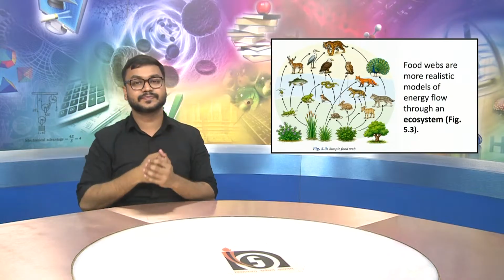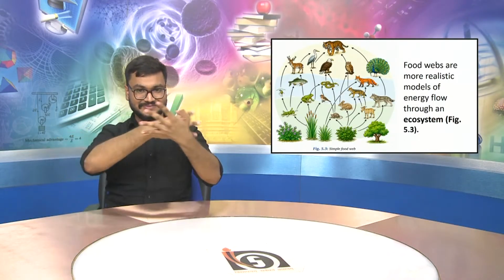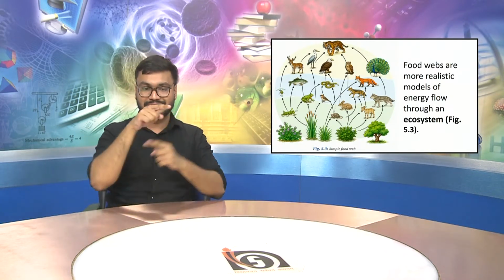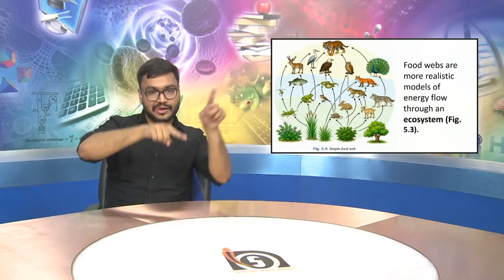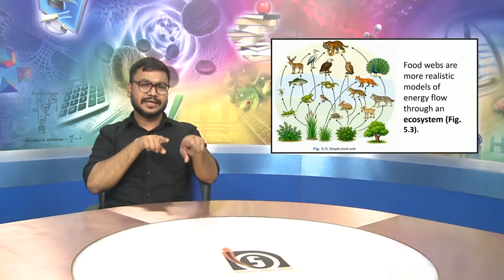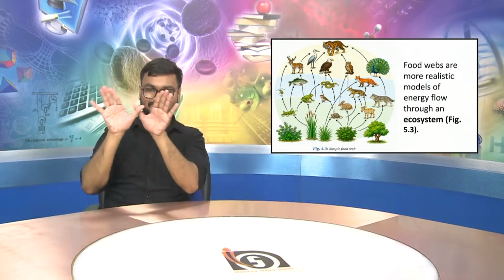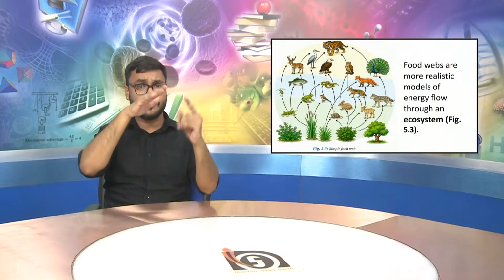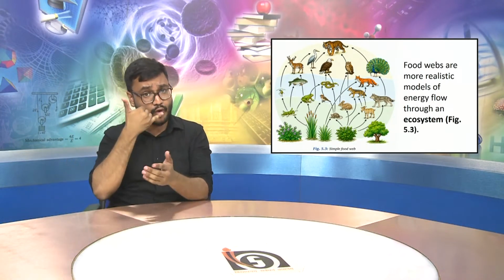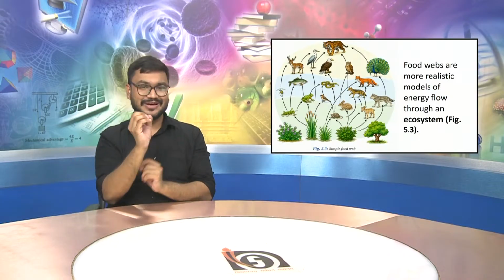As you can see, the visual explanation of the food web, food webs are more realistic models of energy flow through an ecosystem.